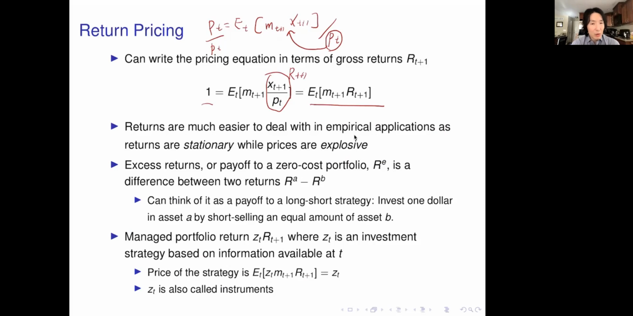Why do we want to deal with returns instead of prices? Because returns are much easier to deal with in empirical applications as returns are stationary while prices are explosive. This is a very important concept. 왜 우리가 리턴으로 프라이싱 이퀘이션을 볼까요? 그 이유는 리턴이 통계적으로 훨씬 다루기가 쉽습니다. That's what's called the stationary property. Returns are usually assumed to be stationary, and returns have well-defined first moment, second moment, and so on. So for returns, you can estimate mean and standard deviations very easily. But for prices, they are explosive.